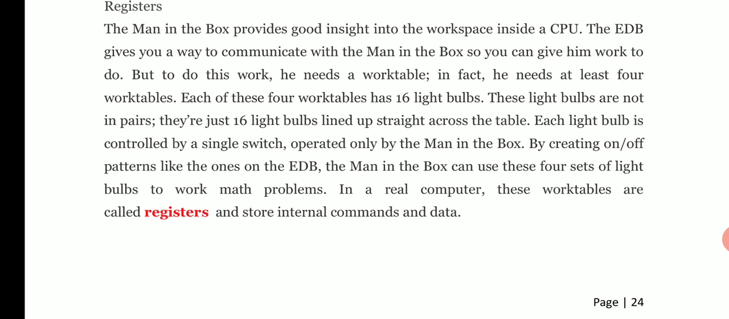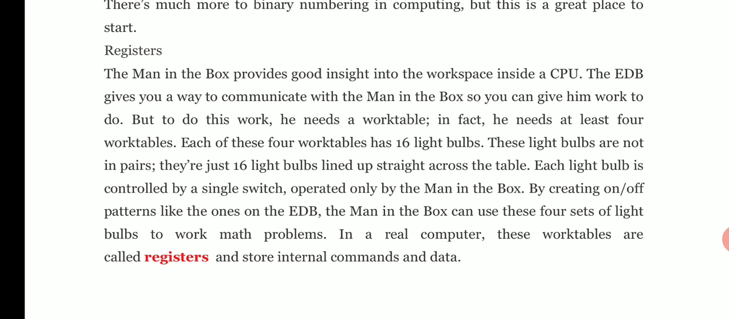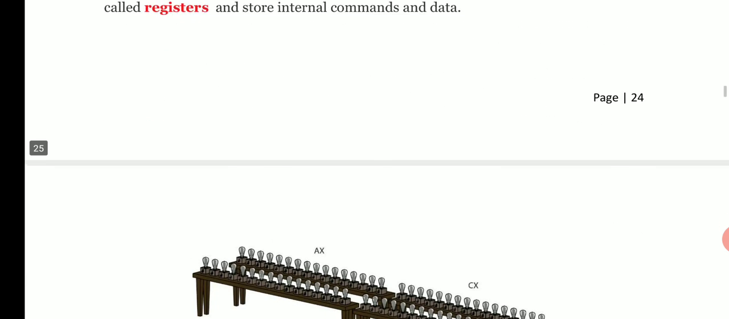By creating on or off patterns like the ones on the EDB, the man in the box can use these 4 sets of light bulbs to work math problems. In a real computer, these work tables are called registers and store internal commands and data. These registers are controlled only by the CPU, not by the user.